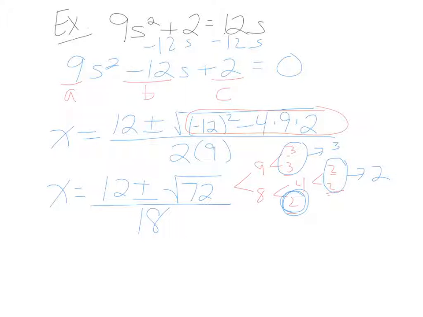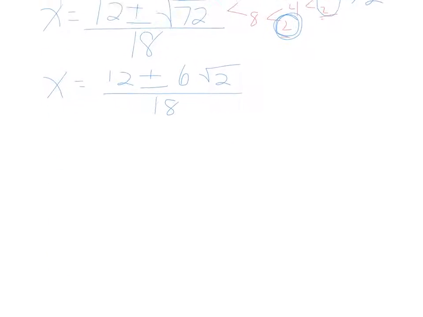So now we have x equals 12 plus or minus. A 2 comes out and a 3 comes out, and you multiply if more than one number comes out. So 6 square root of 2 all over 18. That's not the only way to simplify square roots, so if you do it another way, that's fine.